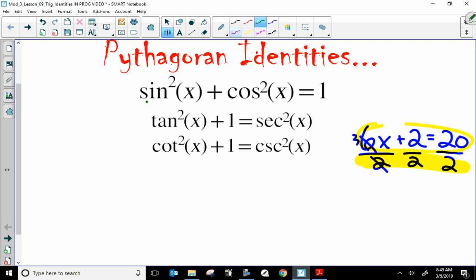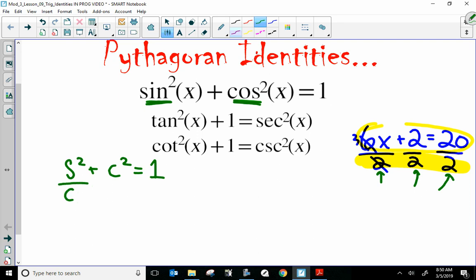I want to use an S for sine and a C for cosine. If I take sine squared plus cosine squared and set it equal to 1, let's say I want to divide everything by cosine squared. Just like here, I divided everything by 2, and it stays the same. I'm going to divide this by cosine squared, divide this by cosine squared, divide this by cosine squared.